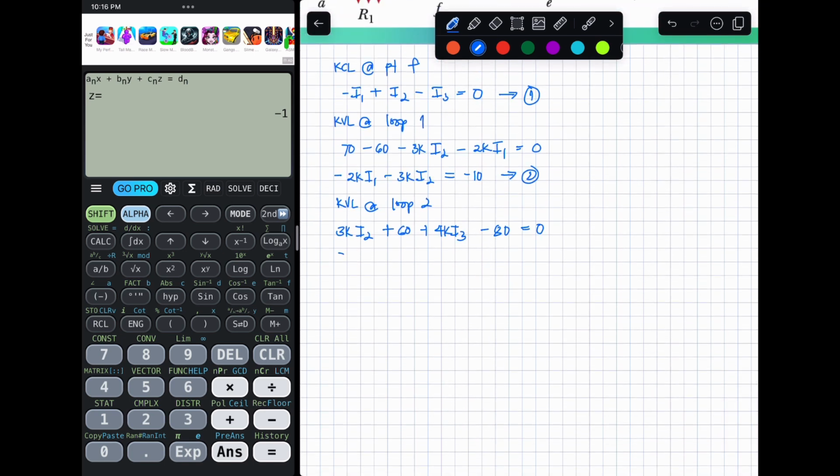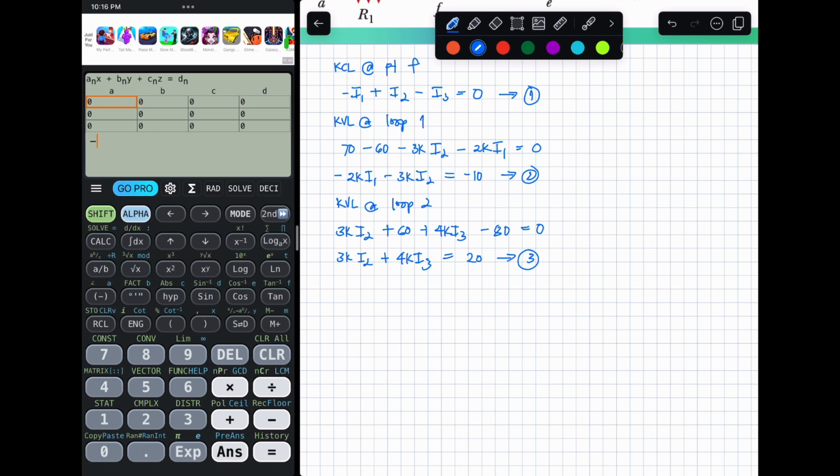So I'm just going to arrange it. 3K I2 plus 4K I3 is equal to 60 minus 80, which is negative 20. So I'm going to transpose it, so that makes it positive 20. And those are the three equations that we have.